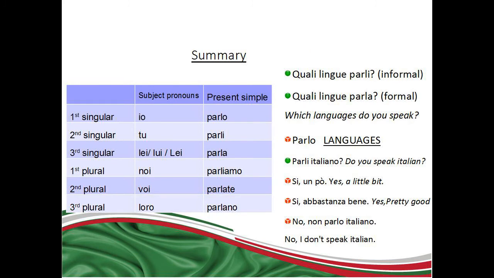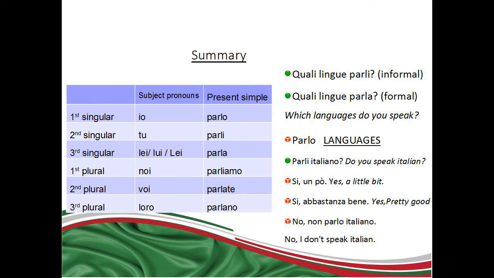Let's see the summary of this lesson quickly. If you want to ask a friend which languages do you speak, you say, quali lingue parli? If you want to ask a stranger, you say, quali lingue parla? To answer, you say, parlo, followed by the languages you speak. If you want to ask, do you speak Italian, you say, parli italiano?